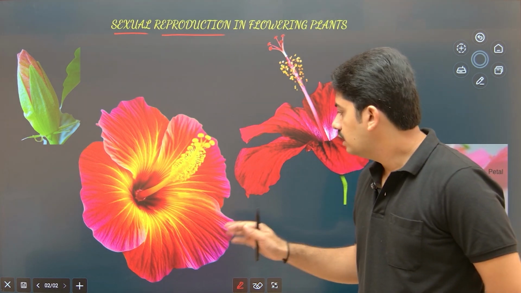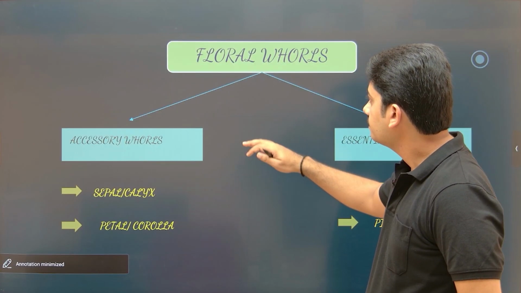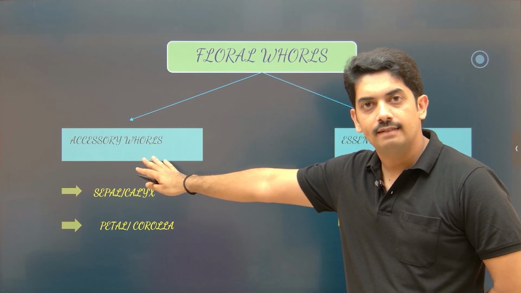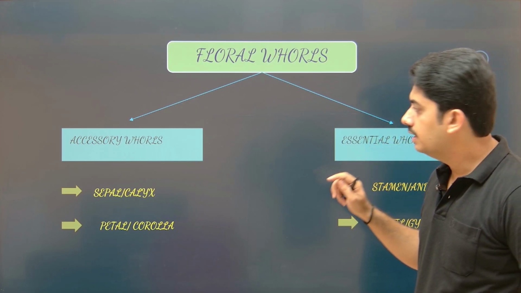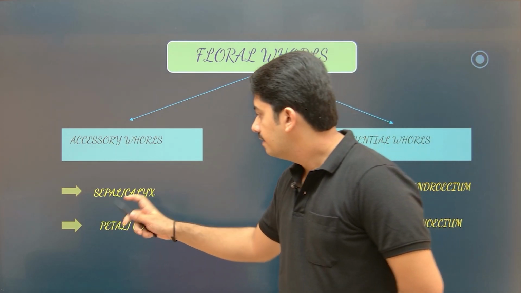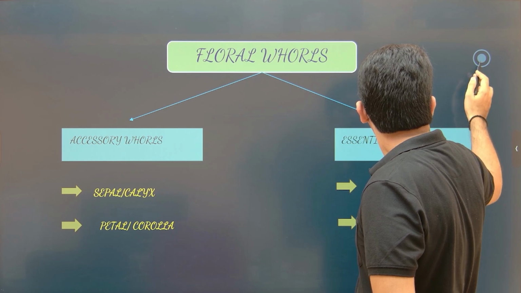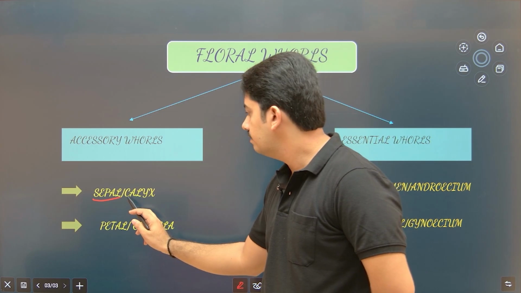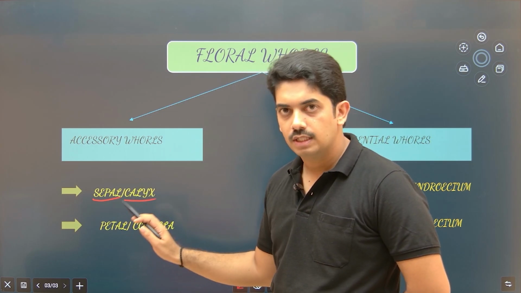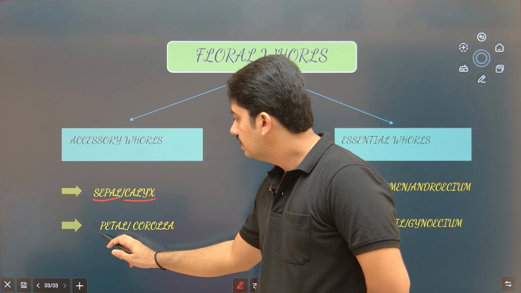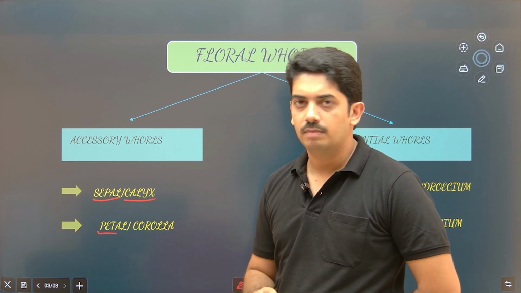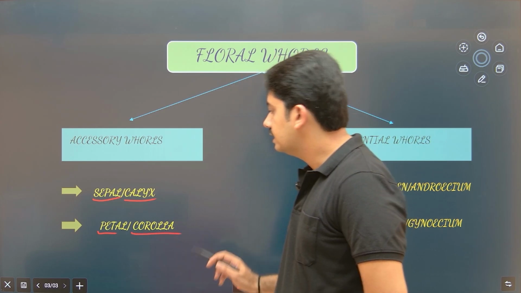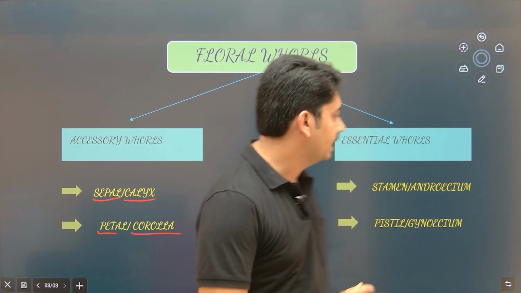Okay, so if we observe, there are four floral whorls. In that, two are accessory whorls and two are essential whorls. Accessory whorls are sepal, and in taxonomy we use the term calyx, which is the outermost, green in color, and inner to that petal is present, which is the common word we use to represent the colorful part of the flower, and corolla is the term commonly used in taxonomy.